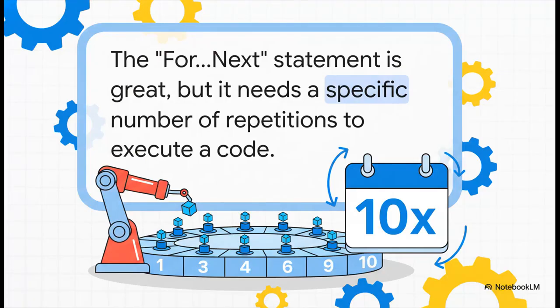Now, I'm sure most of you are familiar with the good old for next loop. It's fantastic, right? Perfect for counting from one number to another. But it has one major limitation, and it's baked right into its design. You have to tell it exactly where to start, where to end, and how to count. It needs all that info before it can even take the first step.